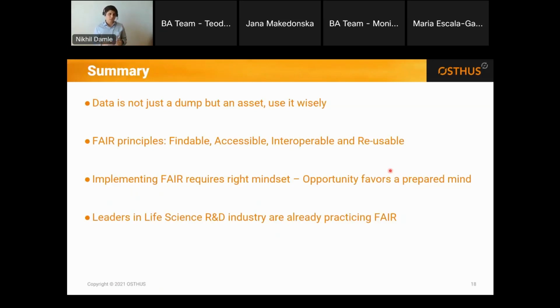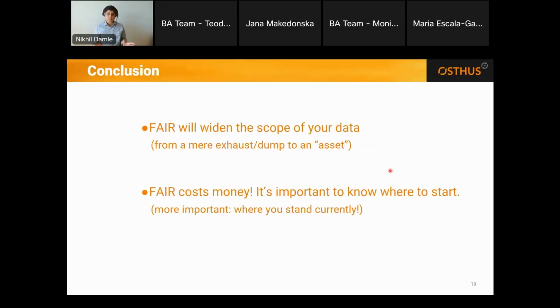I also spoke about FAIR principles as defined by the GO FAIR initiative. And I also spoke about the change in mindset that is necessary to start implementing, or thinking about implementing, these FAIR principles. And with these two examples, I showed you how leaders in the life science industry are already doing this. So as I said in my previous slides, we have to embrace for this tsunami of data. And there are initiatives with which people are already doing this. Lastly, I would like to conclude by saying FAIR will widen the scope of your data. It's just that you need to envision how it can get bigger and how you can use it effectively.